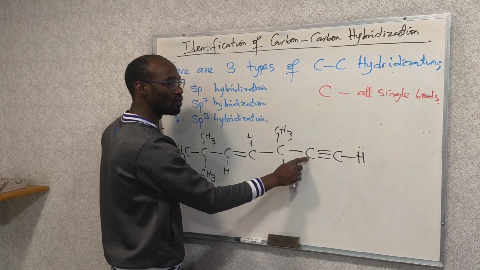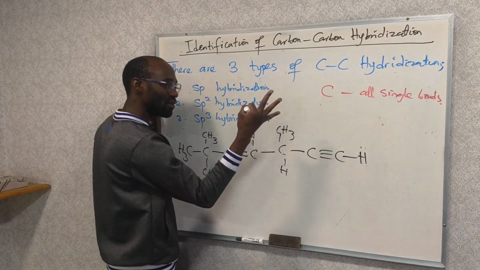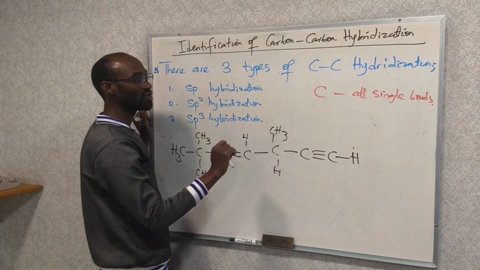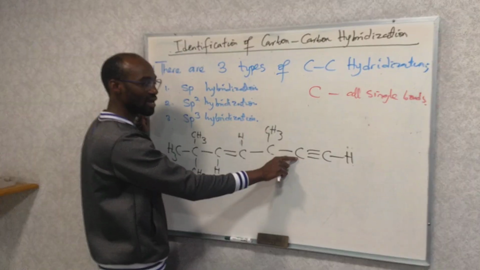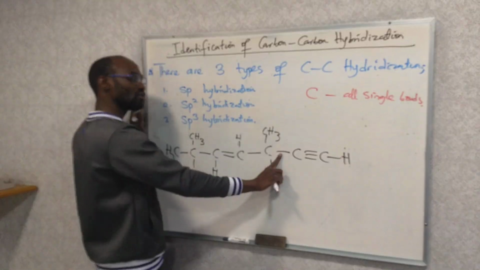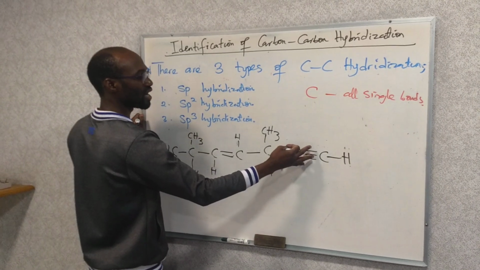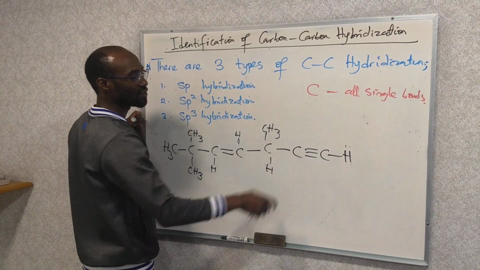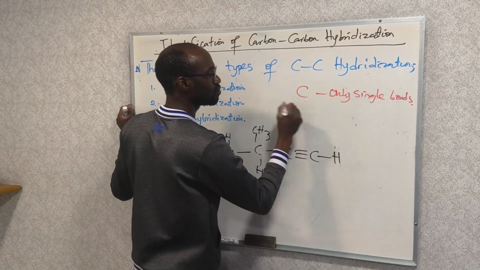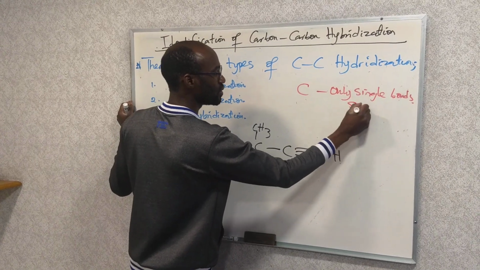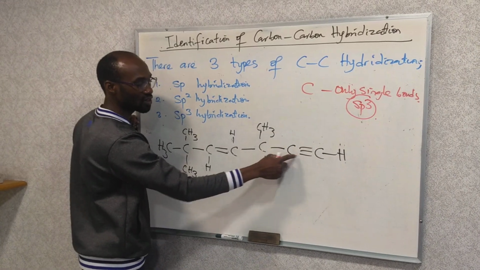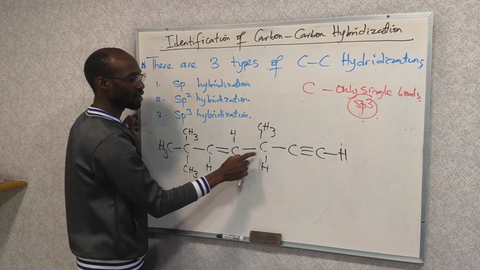This carbon, to the right, has 3 bonds. To the left, it has just 1 carbon-carbon bond. Remember, we are considering the hybridization of these carbons. Look at this carbon. It has 1 single bond on the left, a multiple bond on the right. This cannot have sp3 hybridization. Only single bonds give sp3 hybridization. So this carbon cannot be sp3.